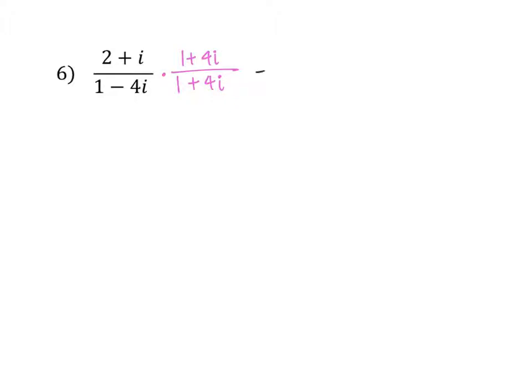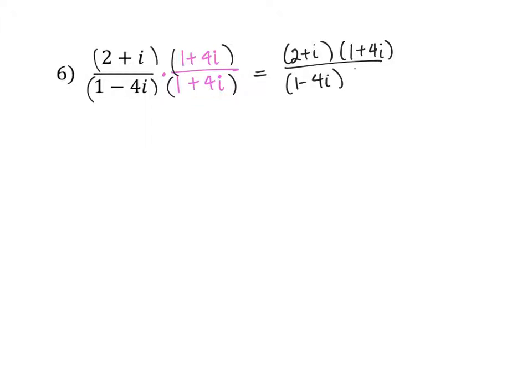And so if I multiply this out, let's wrap some parentheses around here to make it a little bit easier. So the top really is 2 plus i times 1 plus 4i. And the bottom is 1 minus 4i times 1 plus 4i. And so if you're working this out, you're going to have to FOIL the top and you have to FOIL the bottom. So let's go ahead and do that.